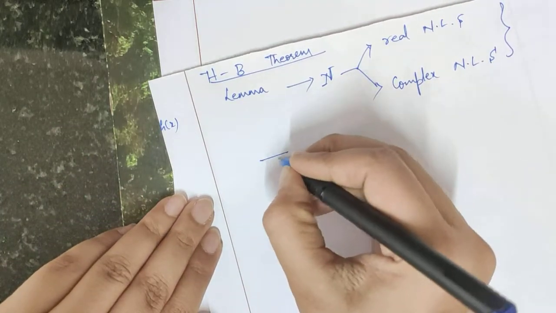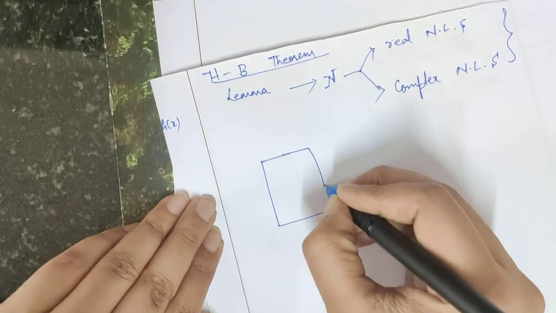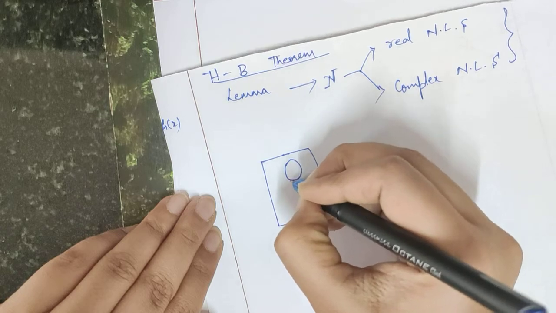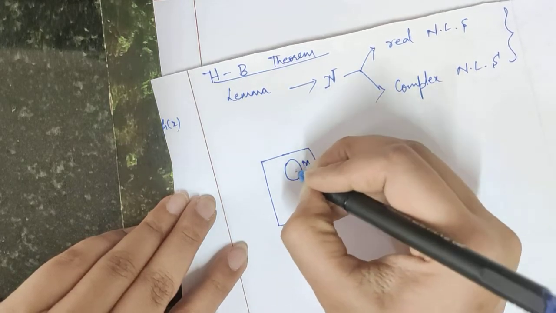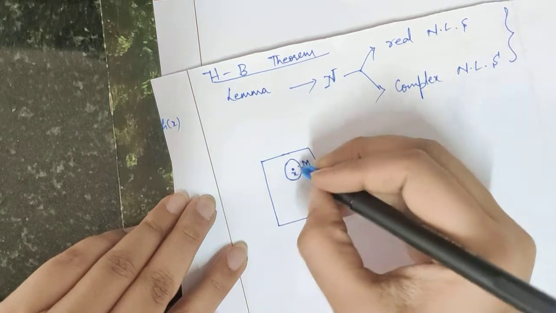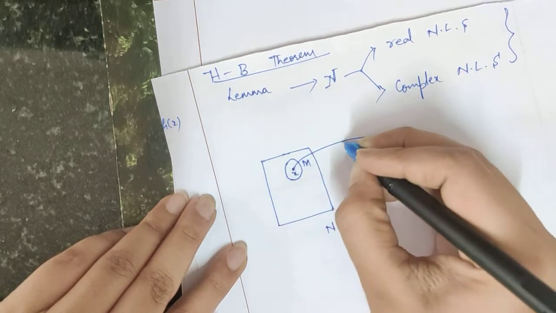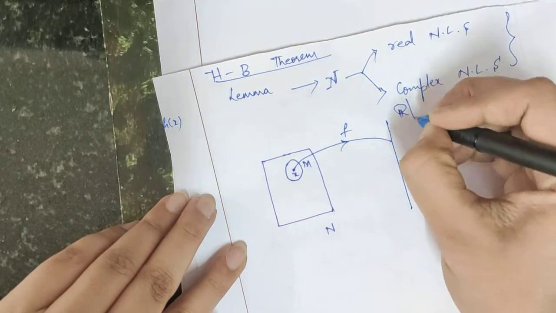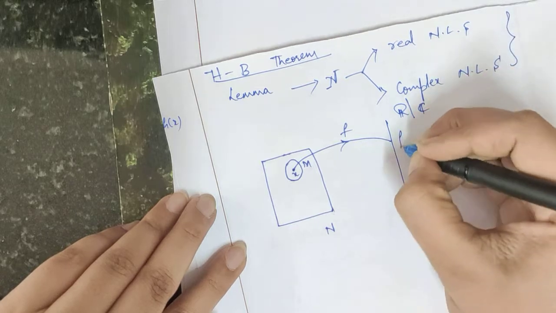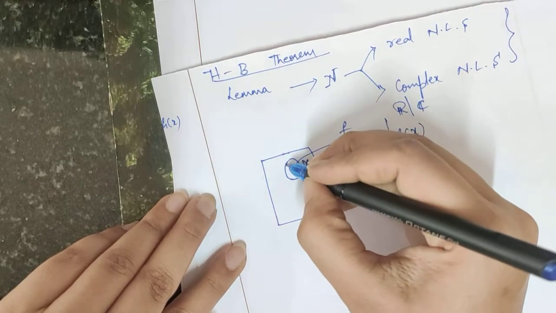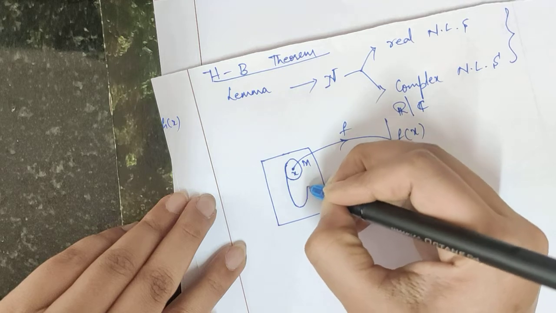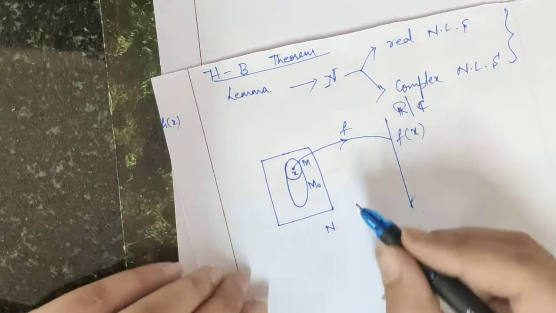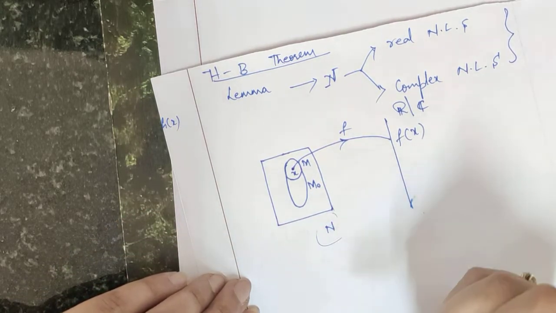So if I consider this whole space as n, and if this is the space m, I can choose one point in m. The mapping will be in the real or complex plane. This is f of x, right? If I extend this space to m naught, till this part we have done. Now I have to prove it for the whole space n.